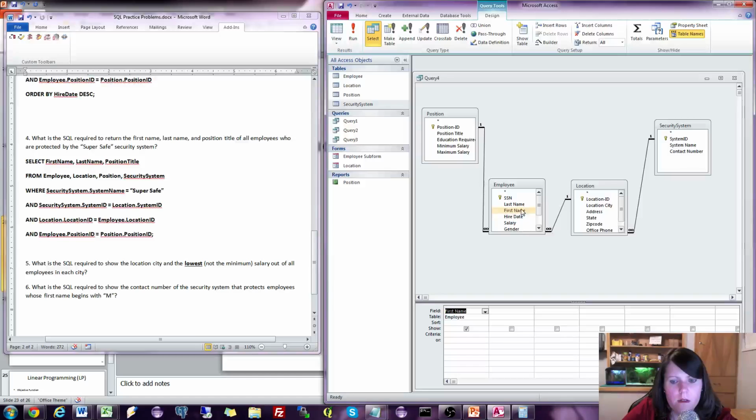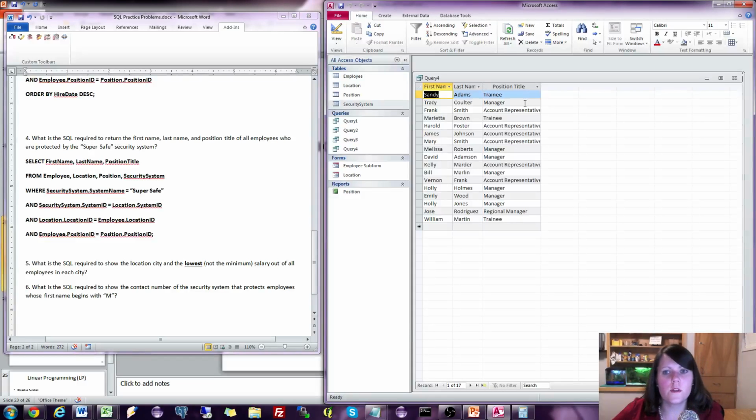All right, so first name, last name, and position title. So I'm pulling from here. And then I need system name, and that's going to be equal to super safe. I uncheck it, and I believe that's all I need. So I save, run, and so those are all the people that are protected by that system.